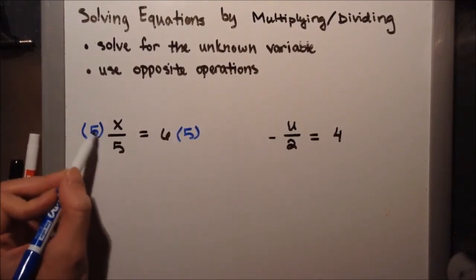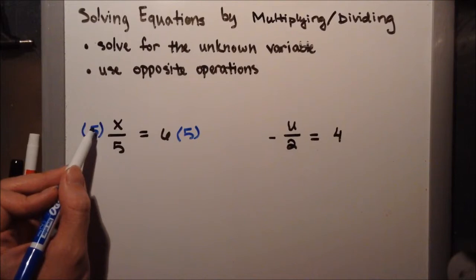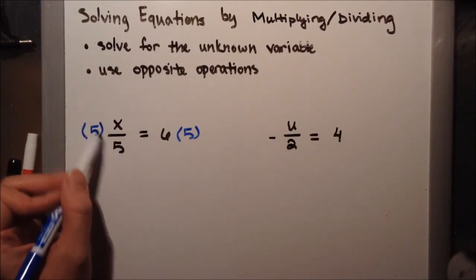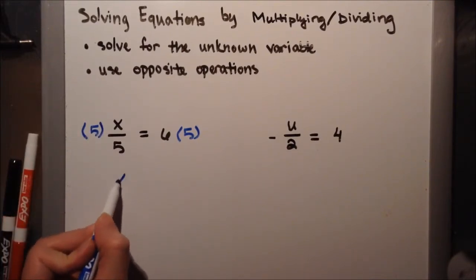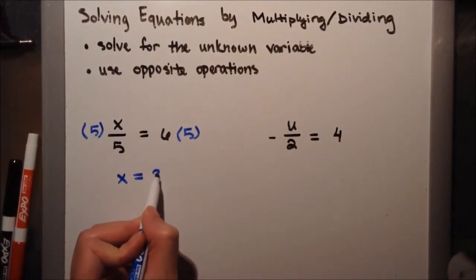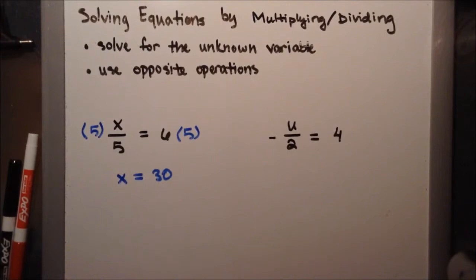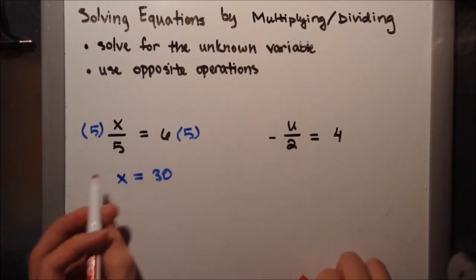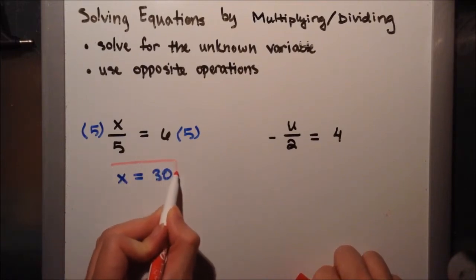Over here, when you have 5 divided by 5, it becomes 1, and we're just left with x equal to 6 times 5, which is 30. So since x is by itself, x equals 30 is our final answer.